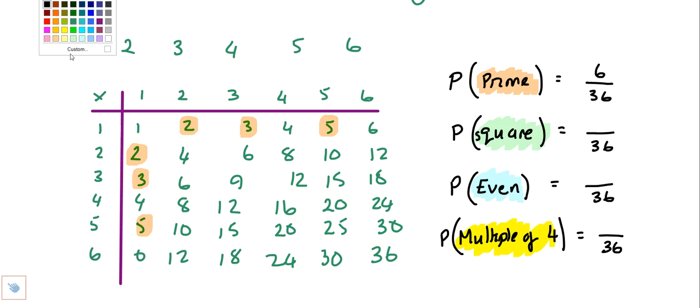Okay. Right. So square numbers. What are the square numbers? 1, 4, 9, 16, 25, 36. Okay. So we got 1. Everyone, stop. 1, 4, 9, 16, 25, 36.